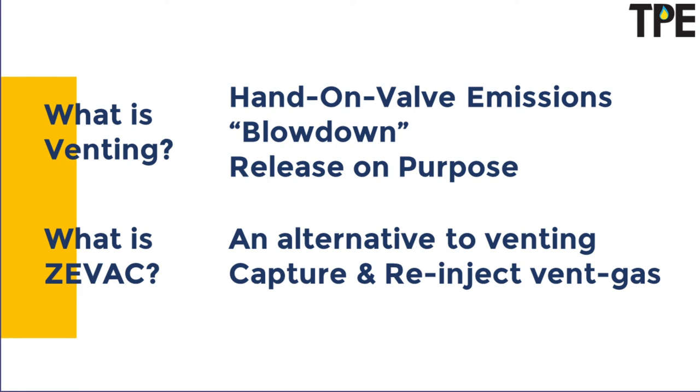So where your leaks might be considered a relatively severe leak if it's 1 cubic foot a minute, right? Or 10 cubic feet a minute. That's a big leak. What we're talking about is 10,000 cubic feet a minute, right? It's orders of magnitude more intense release, but it's intermittent and it's on purpose. It's usually in the name of maintenance of some kind, but there's actually a lot of places where this activity occurs. And so what we put forward is the ZEVAC, which is an alternative. It's a way to capture that and re-inject it.